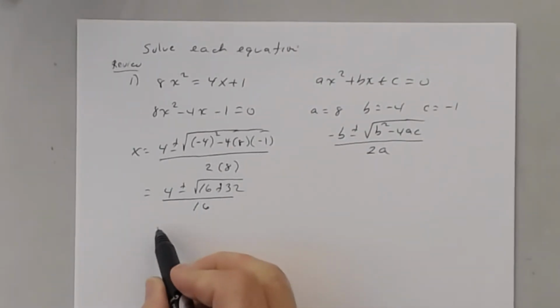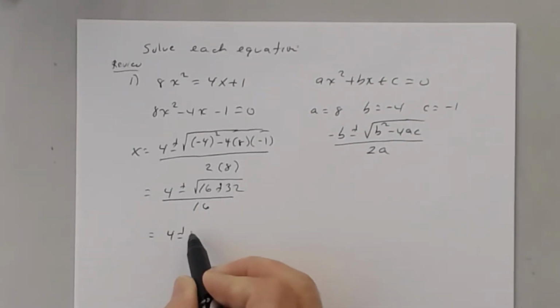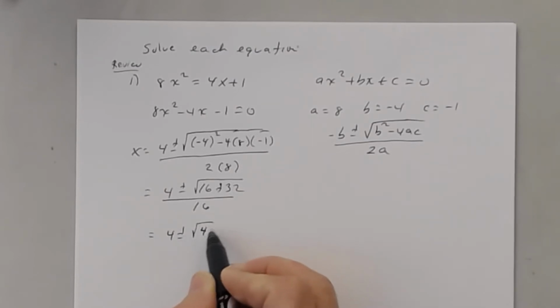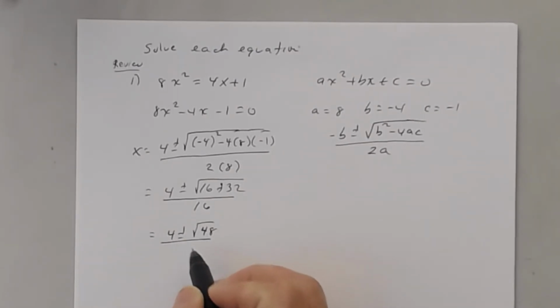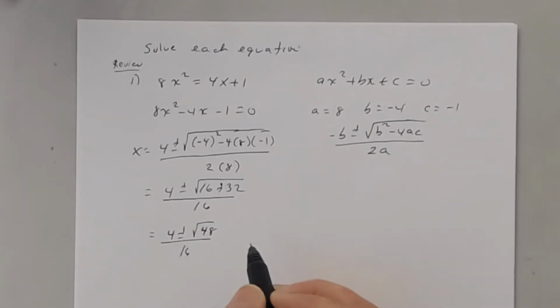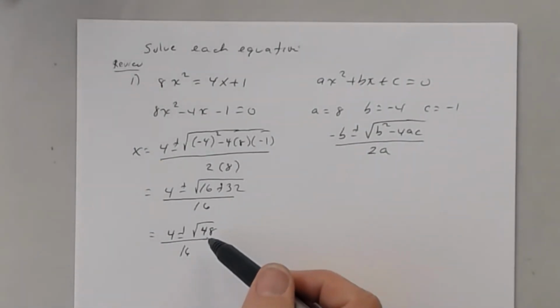Okay, what's 16 plus 32? There's a lot of you that don't know what 16 plus 32 is. You get 48. Am I done? No, you're not done. You know from experience in this course that you need to simplify the square root of 48.